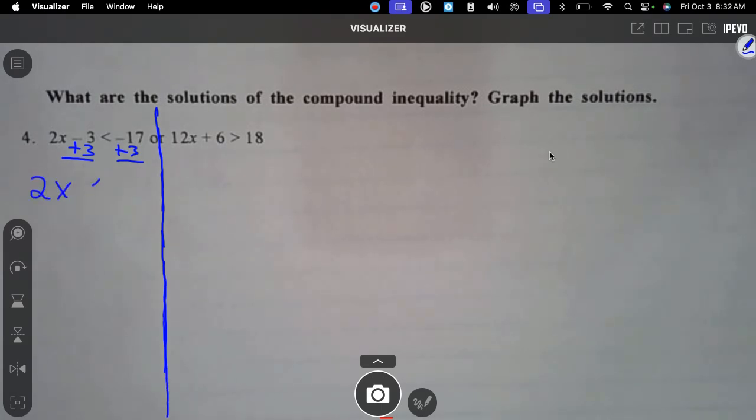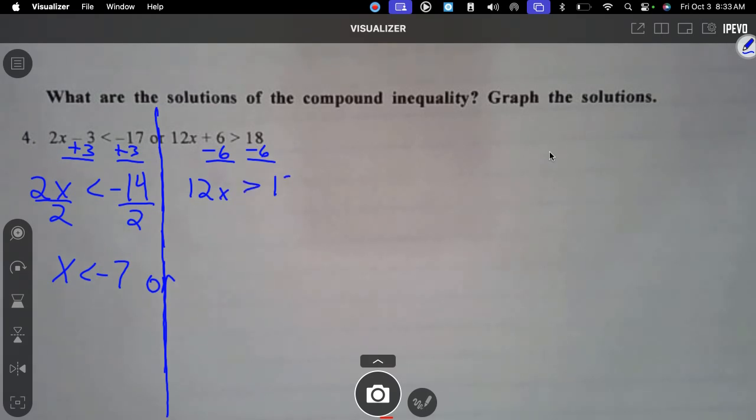So 2x is less than negative 14. Then what do I do? Divide by 2. So x is less than negative 7. Or, we have an or. Let's go solve the other one. Everybody good with that? Just two problems. It's a compound inequality. What do I do to solve this one? Subtract 6 from both sides. So 12x is greater than 12. Then what? Divide by 12. So x is greater than 1.